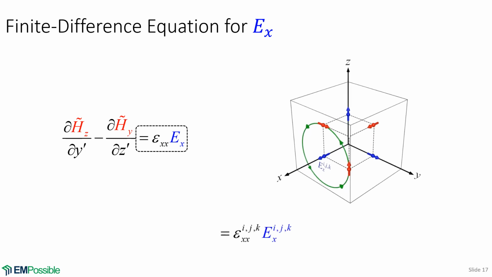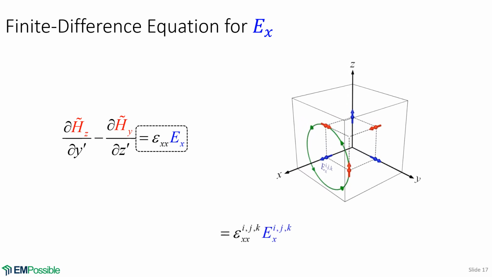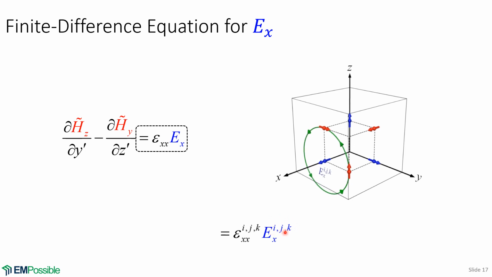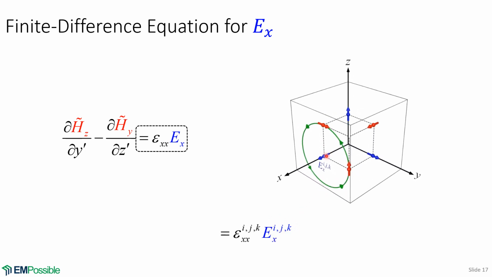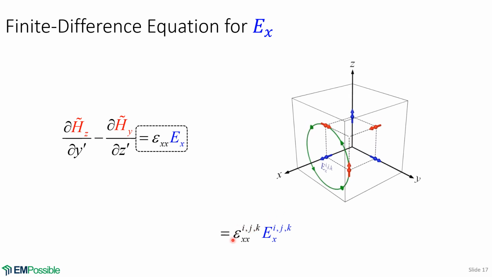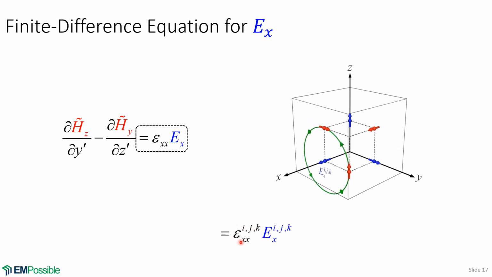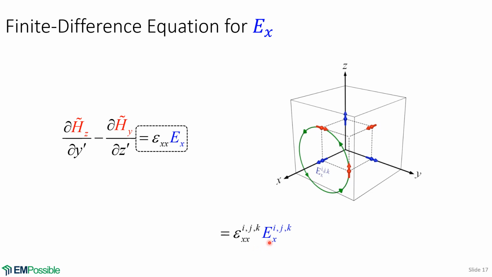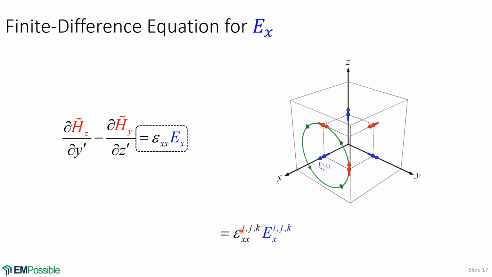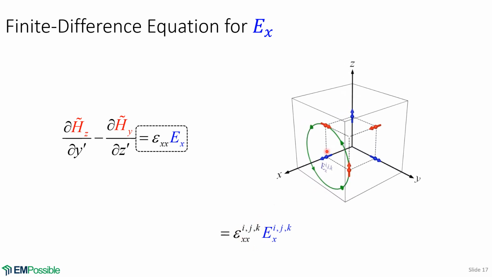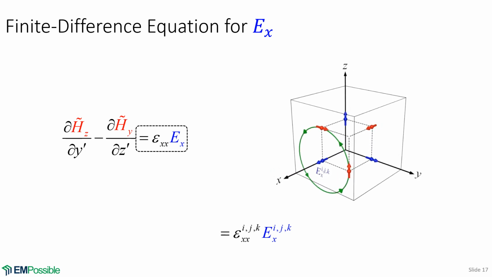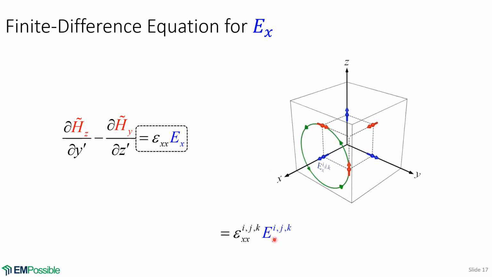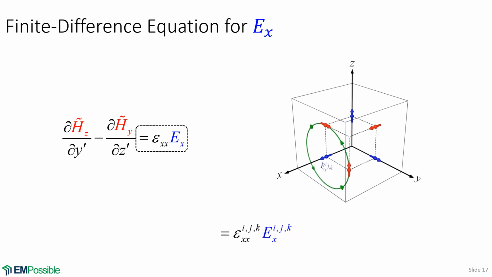So right away, we know that Ex will be an array, and we have array indices i, j, k. And this Ex will be defined to exist right here. Therefore, the relative permittivity epsilon xx, since that's associated with Ex, will be defined at the same point. So our epsilon xx's will also be at the same point in the Yee cells. So we want all terms in this equation to exist at the same point as Ex.